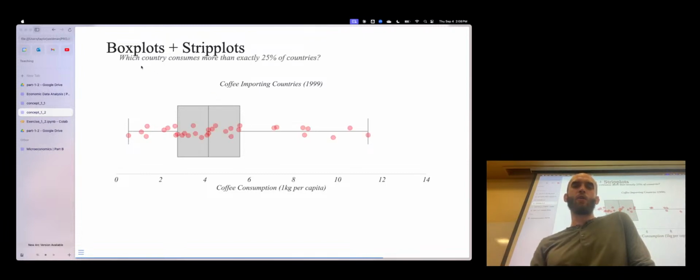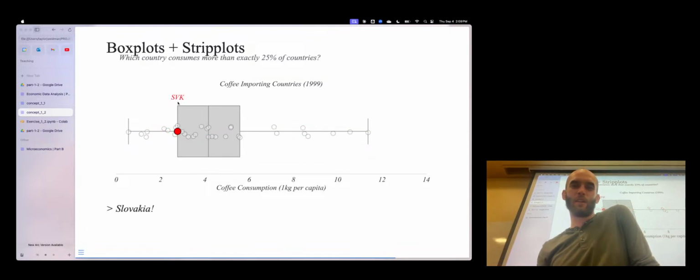And then we can find which country consumes more than exactly 25% of countries. So I want you to try to figure out where this is visually and then tell someone how to find it. Five seconds. All right, someone tell me how we find it. Hannah. So the first quartile, yeah, so Q1. So it's going to be Slovakia. We find it because exactly 25% of the data is below it, which is what the Q1 tells us.